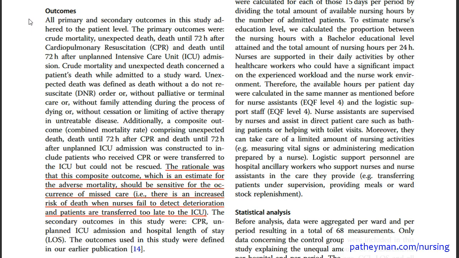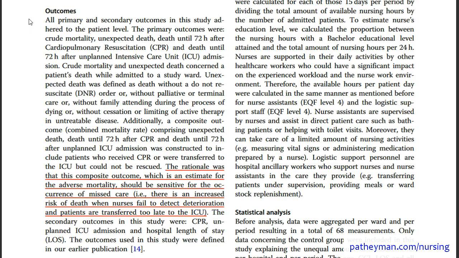Then they do some additional explaining here, and they say that when we say unexpected death, what we mean is a person who died without a DNR, without palliative or terminal care, or without a family member attending during that process, or without ceasing or limiting active therapy in an untreatable disease. So basically, if the patient had any one of those things, then we considered it to be an unexpected death.